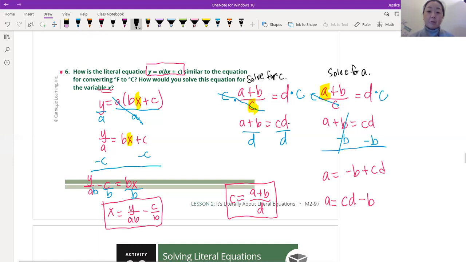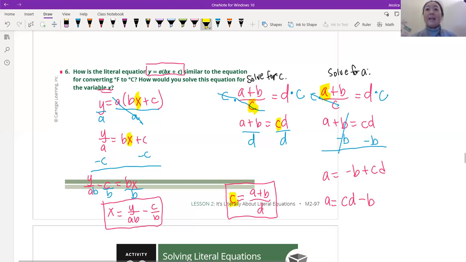I like to write these in alphabetical order just because it looks better that way, and in general, that's good standard practice for math. Notice my c is now here on the right, and I need to get rid of this d. How do I do that? Well, d is multiplying with c, so we're just going to divide both sides by d. Then you get a plus b divided by d, and that is what c is equal to. Boom, done. And how do you know you're done? When you get c by itself.